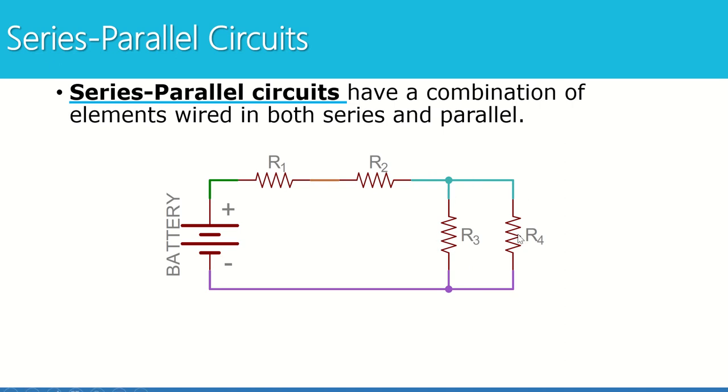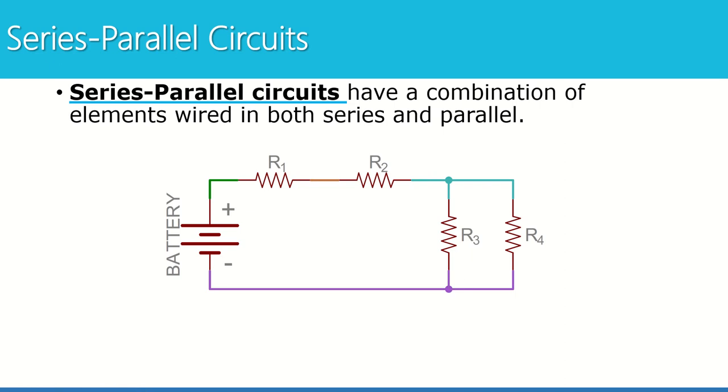R3 and R4 are each on separate paths. The current is going to split, and some will go through R3, some will go through R4. So I know that these can't be in series because they are on two separate paths, and they're going to get different amounts of current. However, these two paths recombine right here. I have a split, two paths, and a recombination. That tells me that R3 and R4 are in parallel.